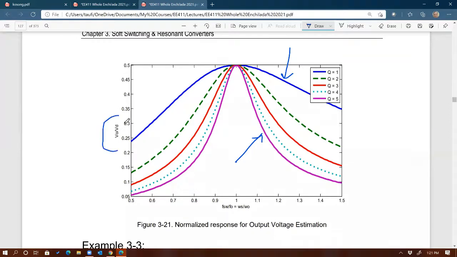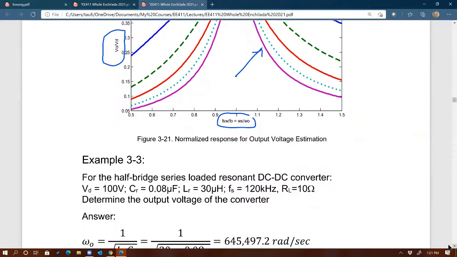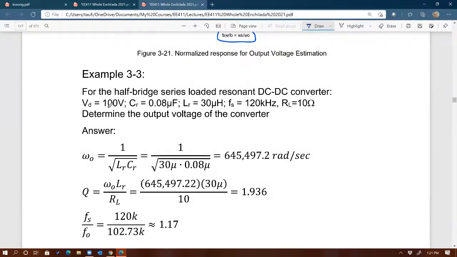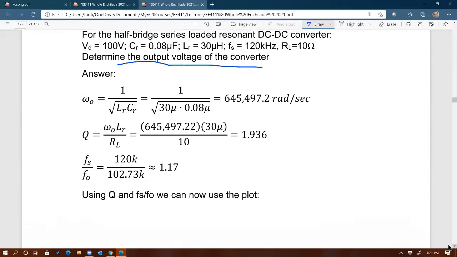Notice that the y-axis is the ratio of the voltages, V out over VD, and the x-axis is the ratio of the frequencies, omega s over omega naught. Okay, so here's an example. I'm not going to go through this in detail, but you have all of these values for VD, CR, LR, and you're given a switching frequency and the actual load resistance, and asked to determine the output voltage. Here I'm using the plot.